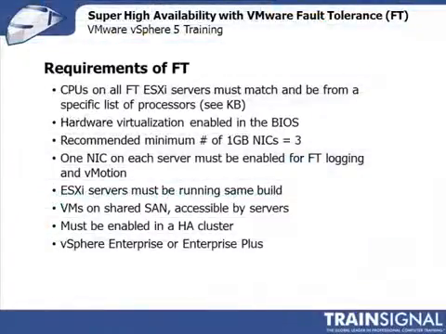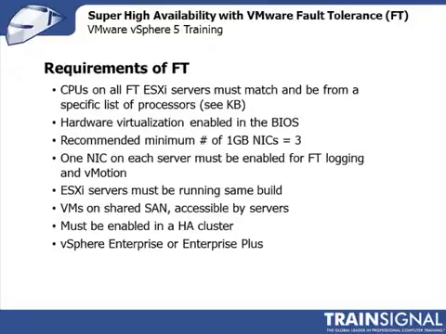Coming back to our requirements here, of course, hardware virtualization needs to be enabled in the BIOS of the physical servers, and really you need to do that even if you're just running vSphere. Fault tolerance has a recommended minimum number of 1 gigabyte NICs on each server, and that is 3. So 1 just for the standard VM kernel interface, 1 for vMotion, and 1 for fault-tolerant logging. And oh, by the way, 1 NIC on each server must be enabled for fault-tolerant logging and vMotion. Of course, they recommend you separate that out.